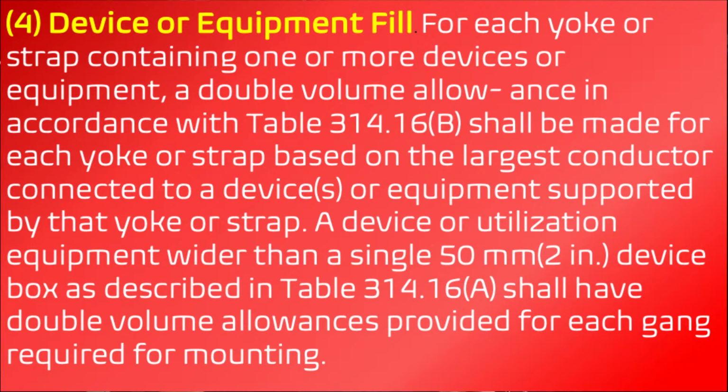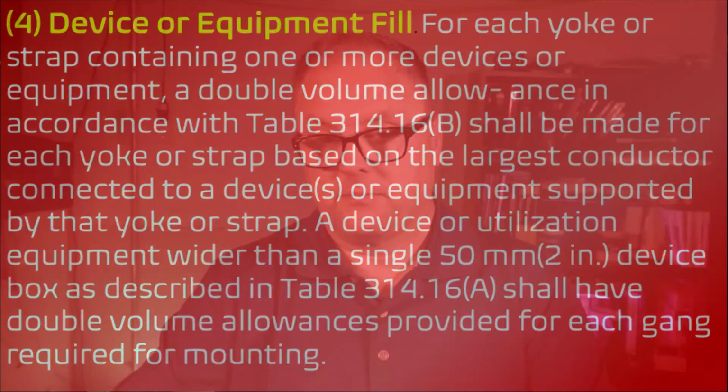So for each yoke or strap containing one or more devices or equipment, a double volume allowance in accordance with 314.16b shall be made for each yoke or strap based on the largest conductor connected to the device or equipment supported by that yoke or strap. So keep this in mind. It says a double volume allowance, which means a device that takes up one space, that has one yoke, counts as 2 wires of the size that is connected to it. So we just talked about clamps and fixture studs and hickeys, and those were one allowance for the largest wire in the box. Now when we start talking about devices, we are talking about 2 wires for the size connected to that device. So keep that in mind.